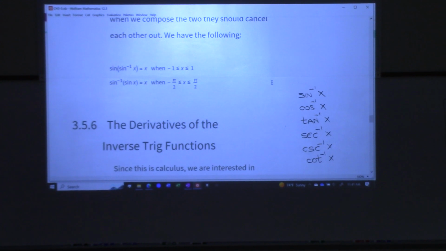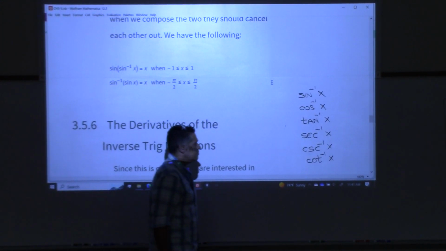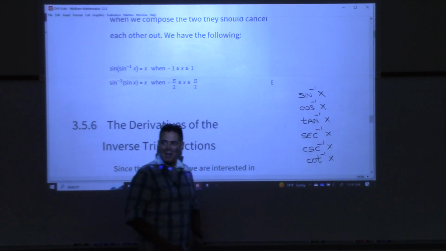But those 3 should be automatic. You should be to the point where you are comfortable with that. So if you're not, memorize it. Have that done by next class.